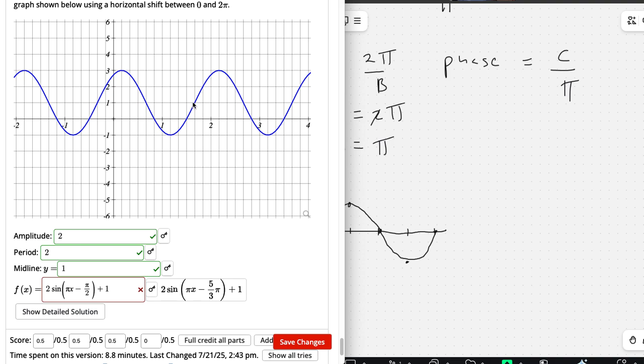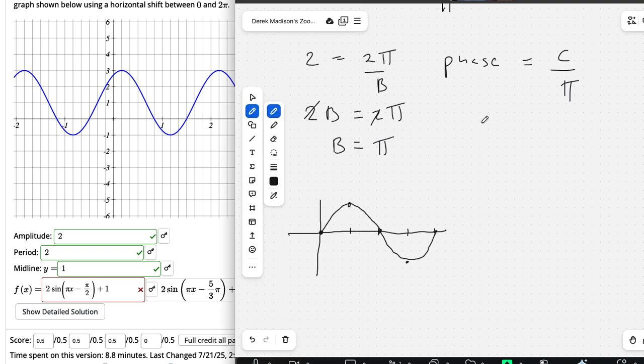So then if we count that, 1, 2, 3, 4, 5, 6, 7, 8, 9, 10. 10 sixths would be a good way of thinking of that because we have 6 sixths here plus 4 more for 10. So if we think about 10 sixths, that is the same thing as 5 thirds, which equals c over pi. Multiply up the pi, and then there's your 5 thirds.